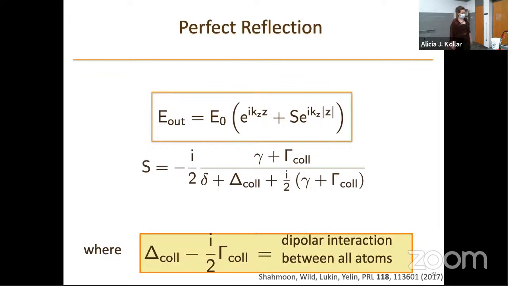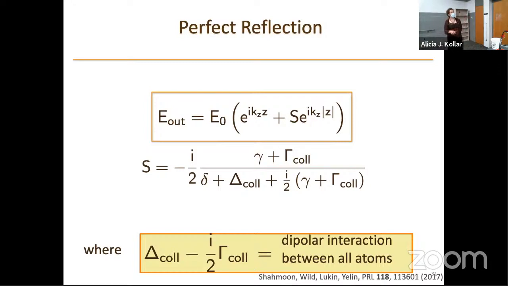Okay. And I make a shortcut here and just show you what the scattering constant looks like. If you are familiar with such a thing, you will recognize the typical Lorentzian form of that, with some decay constant gamma, or broadening, and the detuning delta. But both the gamma and the delta have a collective part to it.